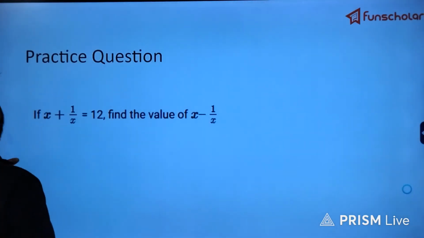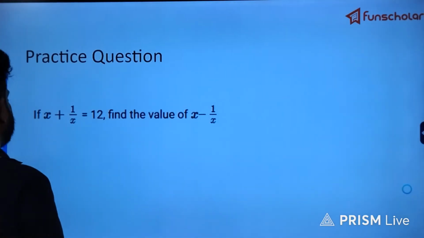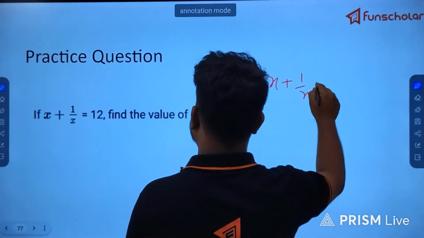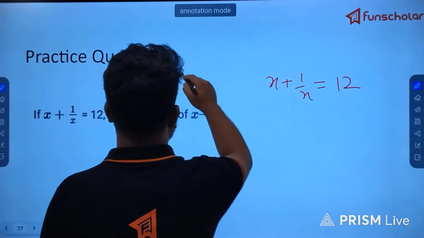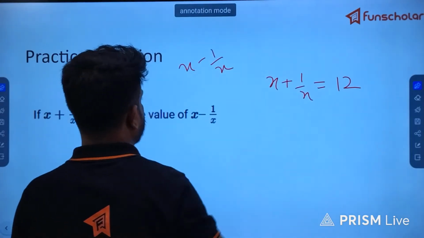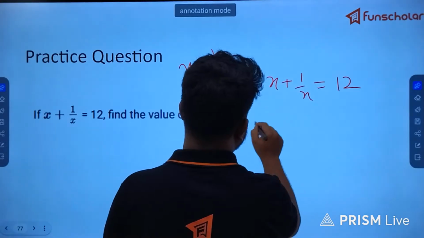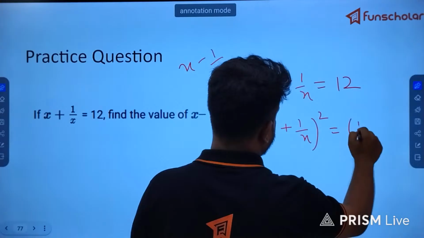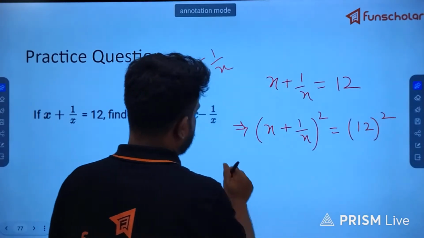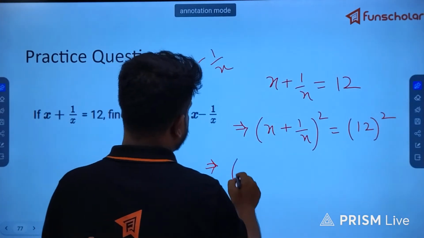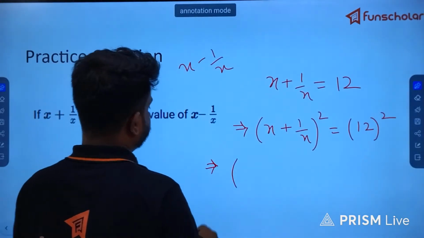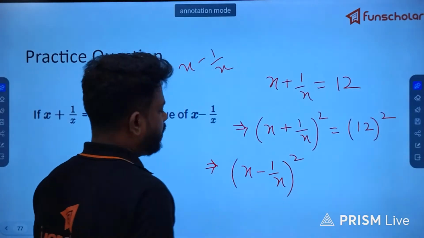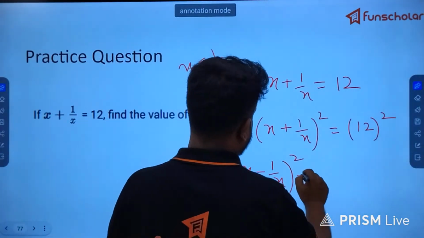Now here we have these types of questions. We have been told that x plus 1 by x equals 12. You have to find the value of x minus 1 by x. So first thing first, just square both of them. Okay, the next thing is to write the formula again like this. It will be a minus b and its whole square plus 4ab.